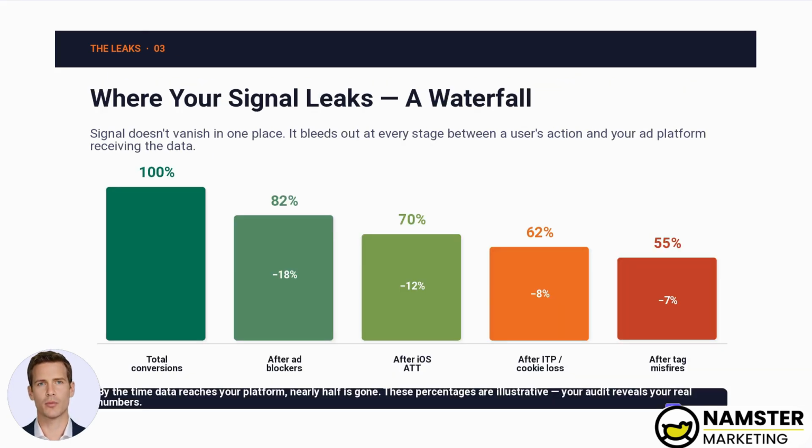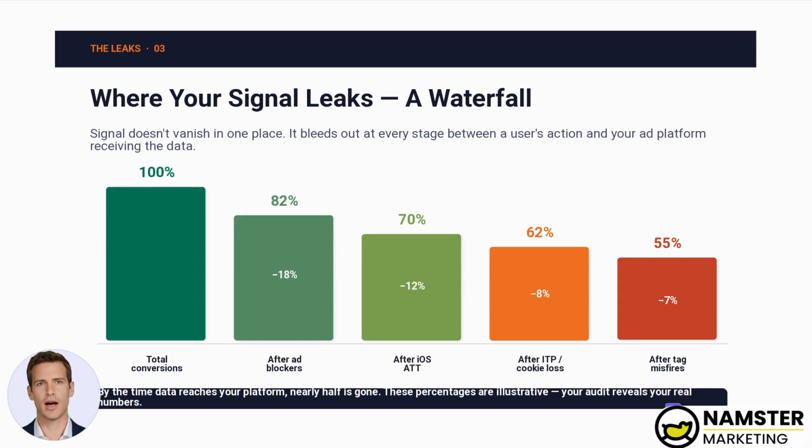To effectively solve the problem, we must first visualize where the data is disappearing. We call this the signal waterfall. Conversion data does not simply vanish in one single location. Instead, it bleeds out at every stage between a user's action and your platform's reception. Starting from 100% of total potential conversions, we see an immediate 18% drop-off due to ad blockers and privacy-focused browsers.